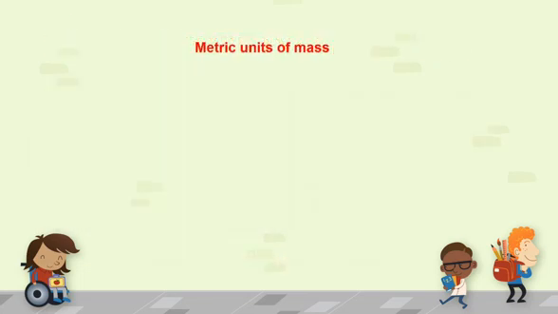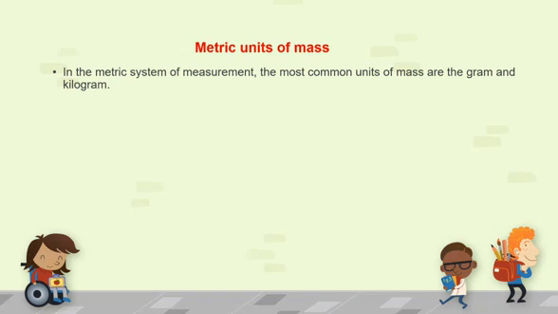Metric units of mass. In the metric system of measurement, the most common units of mass are the gram and the kilogram. Now we learn the standard unit of mass is gram, and the most common units of mass are the gram and the kilogram. Now let's learn about gram and kilogram. Now, what idea do you get of gram and kilogram when you hear about these two units? How much is a gram? What do you think?